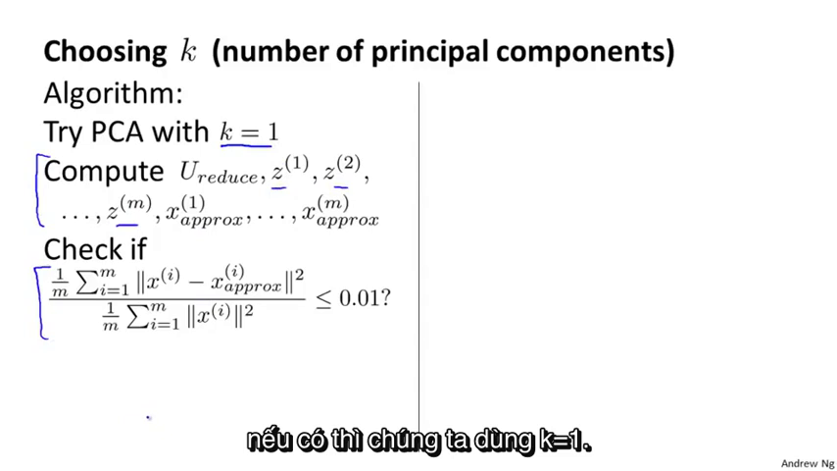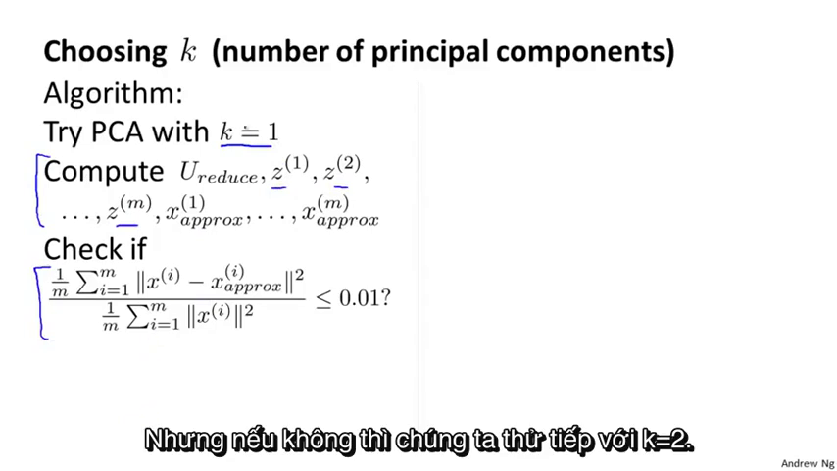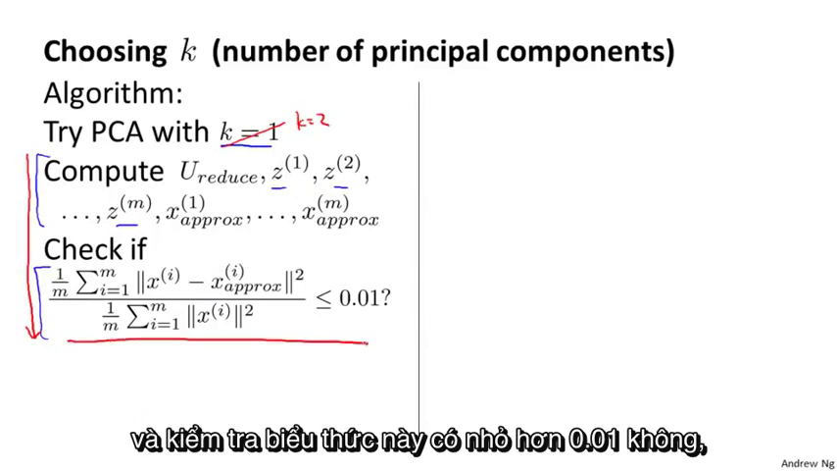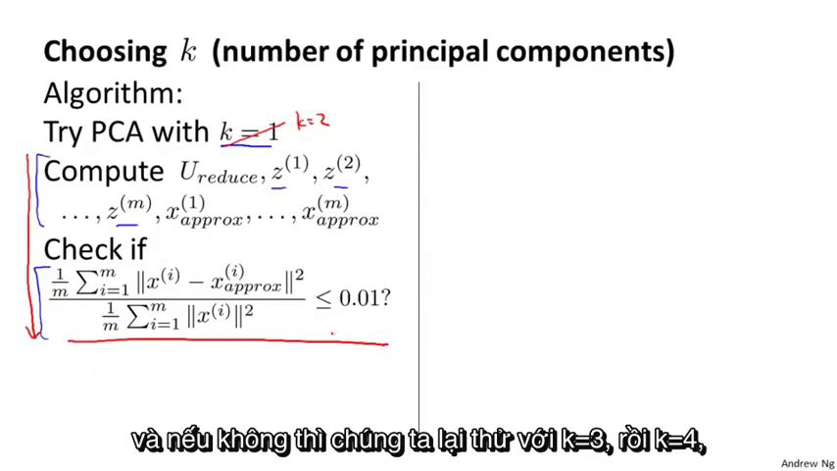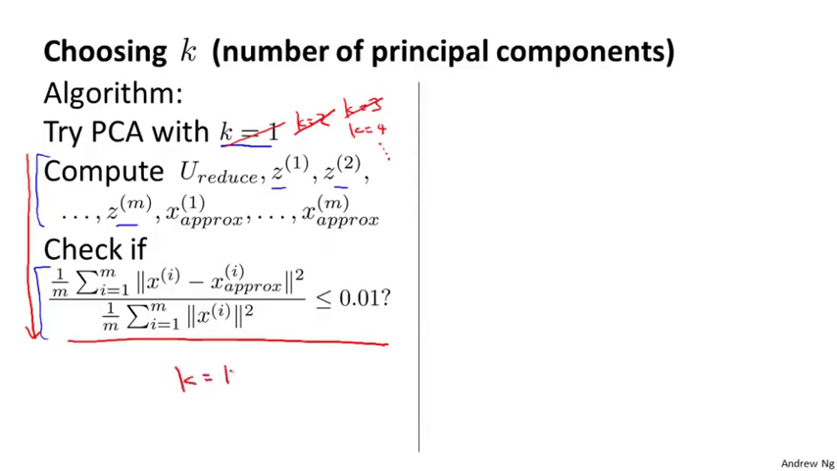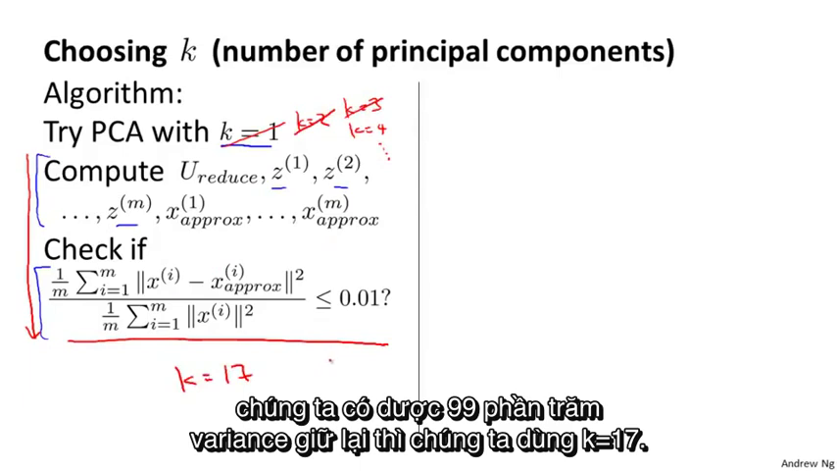Then we're good, and we'll use k equals 1, but if it isn't, then we'll next try k equals 2. And then we'll again run through this entire procedure and check, is this expression satisfied? Is this less than 0.01? And if it's not, then we do this again. Let's try k equals 3, then try k equals 4, and so on until maybe we get up to k equals 17 and we find that 99% of the variance is retained, and then we'll use k equals 17, right?